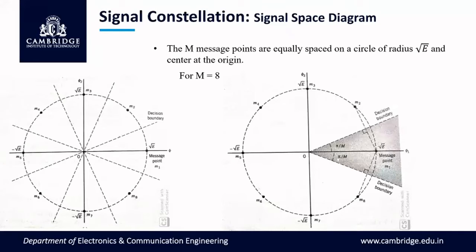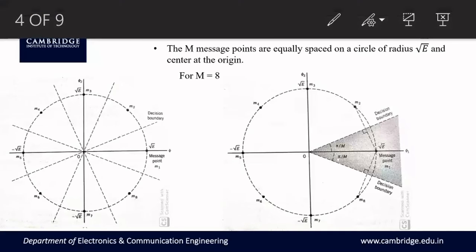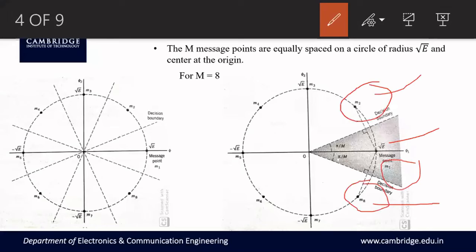In the right side diagram, I have shown how to identify the decision boundary. If you observe there, look at this message point, this message point and this message point. 3 message points are chosen there. This is M1, this is M2, and this is M8. What I am interested in at this point is the distance between these two symbols, M1 and M2, and the distance between M1 and M8.